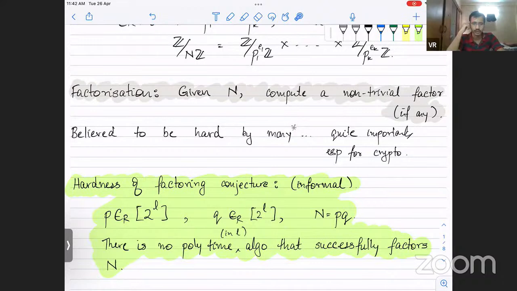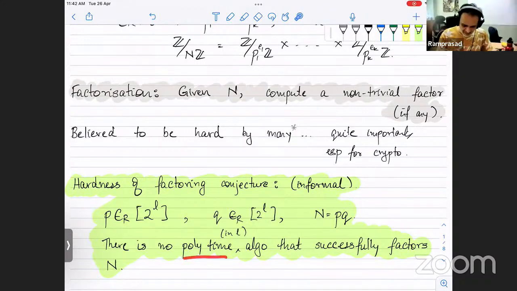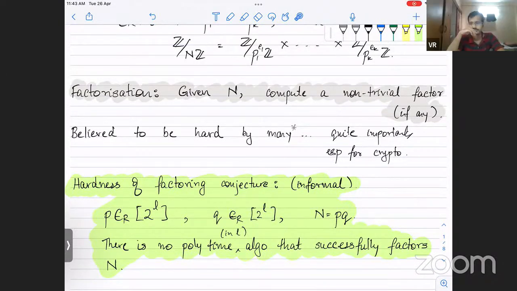Do we also want factoring to be hard for randomized algorithms? Yeah. So by poly time, anything that you want to fight against, whatever you believe are the adversaries, you want to say that those adversaries should not be able to factor the sort of numbers I'm building in the process. So that's roughly what it is.